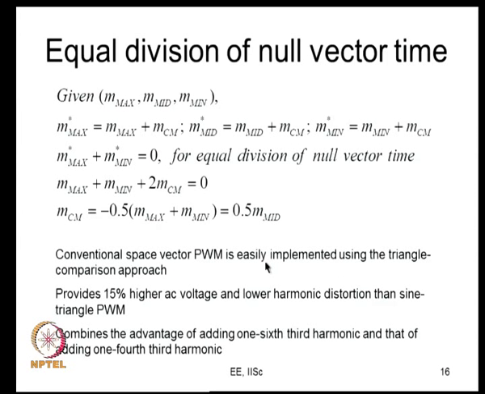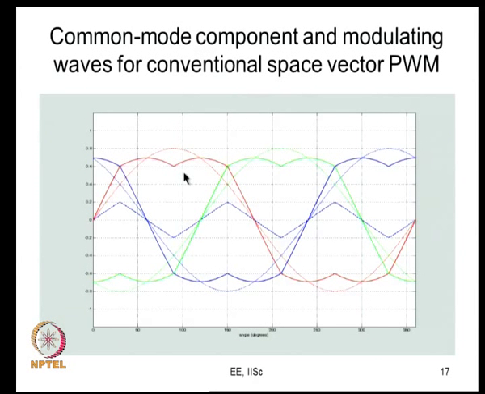Whereas, here this is a simple comparison which can be implemented in many timer based implementations, like in DSP and all that, where it is easy to implement. So, you use this triangle comparison approach, and you see that by this addition you get 15% higher voltage also than sine triangle PWM, etc. So, this is something we had seen before. Now, that is what we are going to use now.